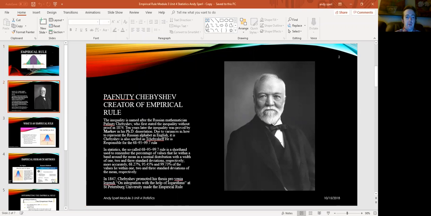Ten years later, the inequality was proved by Markov in his PhD dissertation. Due to variances in how to represent the Russian alphabet in English, it is Chebyshev, who is also spelled as Tchebycheff. He is responsible for the 68, 95, 99.7 rule.